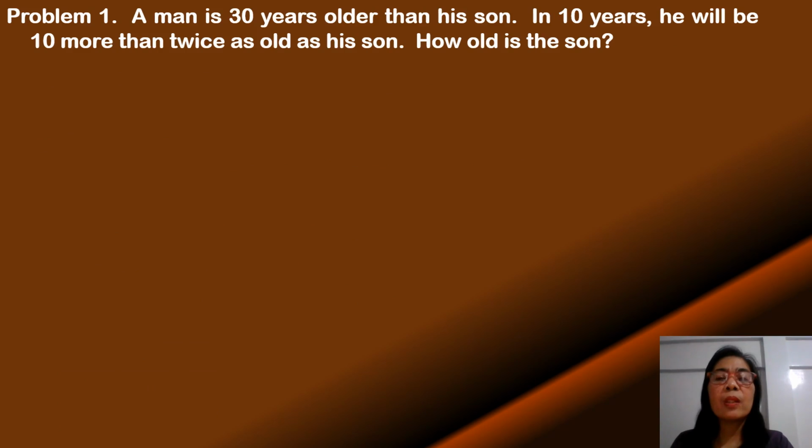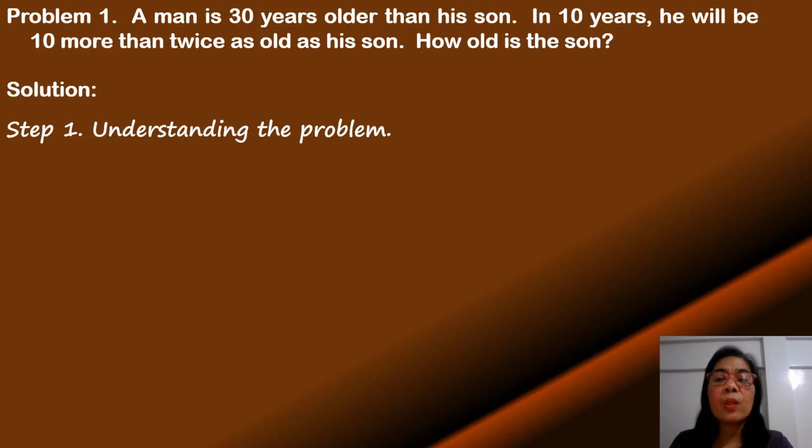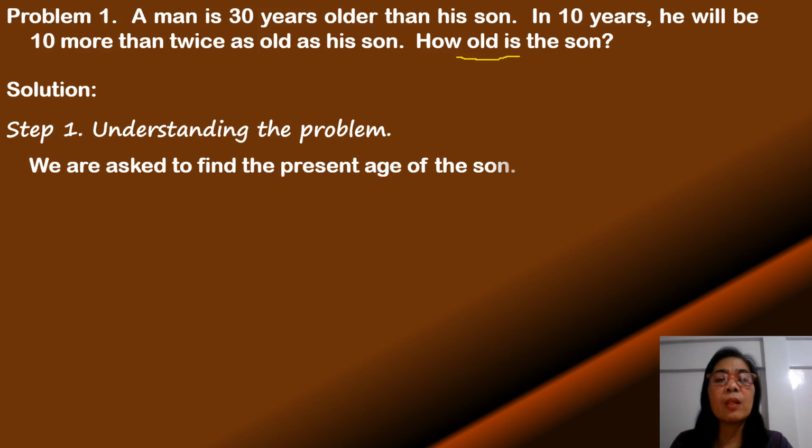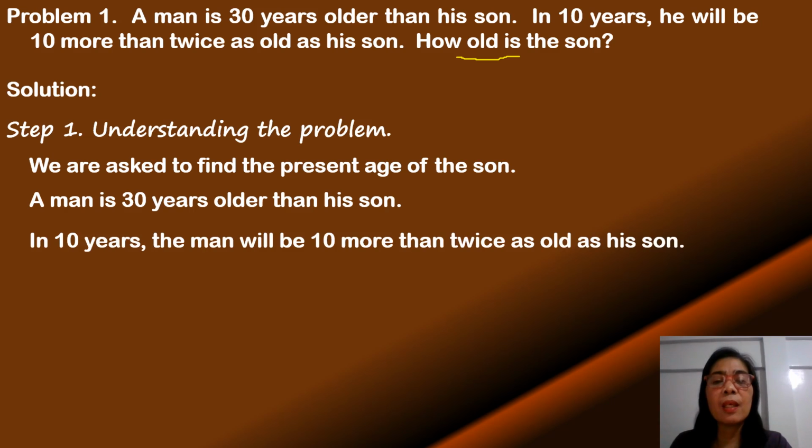A man is 30 years older than his son. In 10 years, he will be 10 more than twice as old as his son. How old is the son? We start our solution by understanding the problem. In this problem, we are asked to find the present age of the son. Then we are given a condition that the man is 30 years older than his son. Another condition is that in 10 years, the man will be 10 more than twice as old as his son.